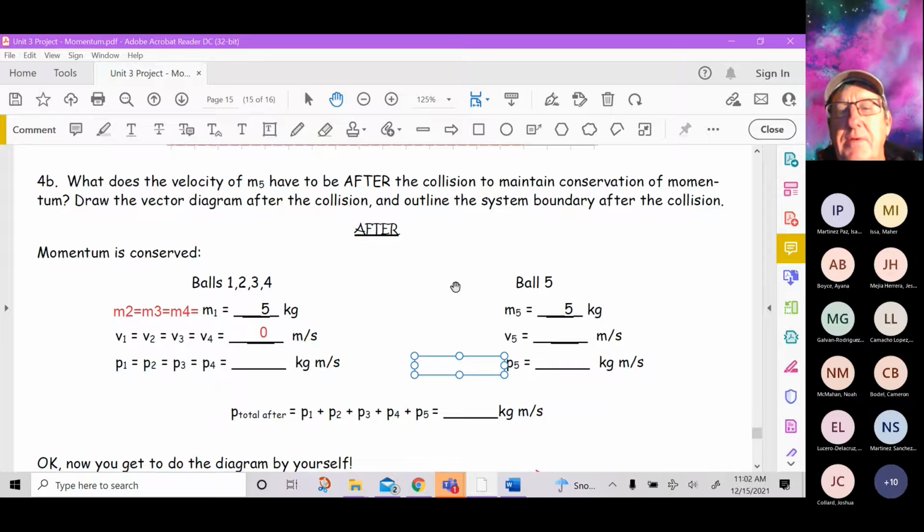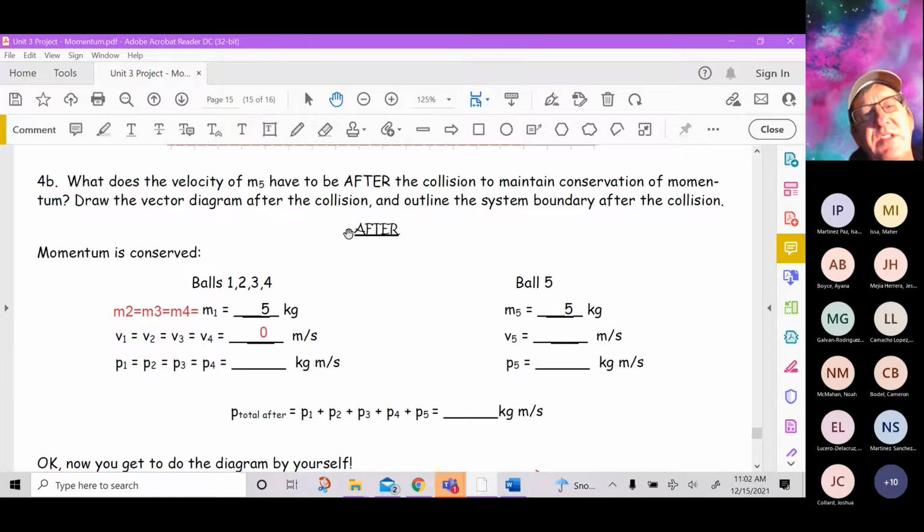That should not be there. So if you've got that there, get rid of it. We're only talking about the momentum of ball 5 on this side. We're going to talk about the momentums of the other 4 balls on this side, which of course, since they're not moving, at least for a moment, a fraction in time, they have a momentum of 0.